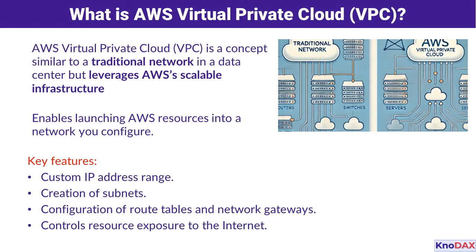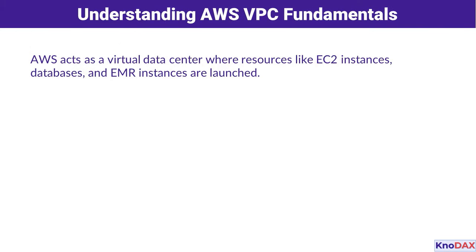You have control over essential elements, such as defining custom IP address ranges, creating subnets, configuring route tables, and setting up network gateways. Most importantly, VPCs give you control over how resources within your network are exposed to the internet, ensuring both security and flexibility. In short, AWS VPC combines the familiarity of traditional networking with the scalability of the cloud, making it a cornerstone of AWS infrastructure.